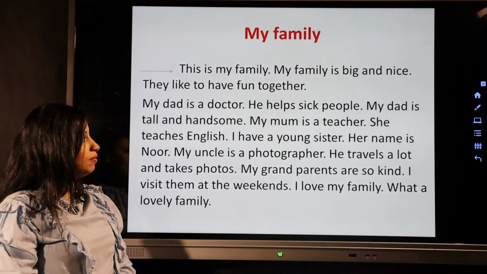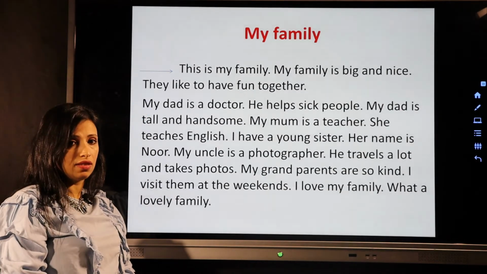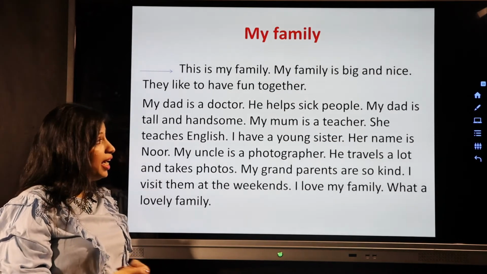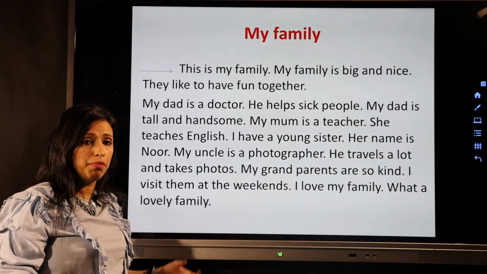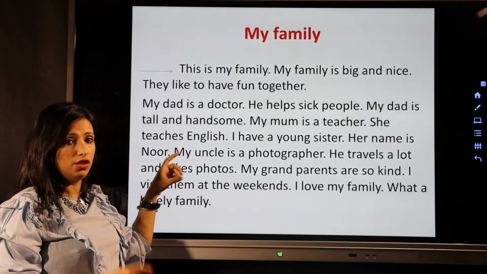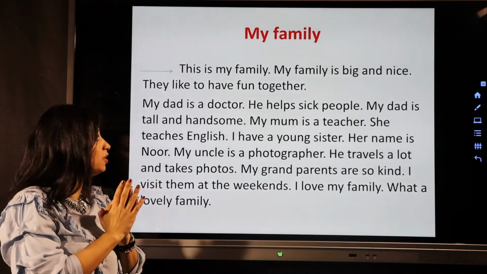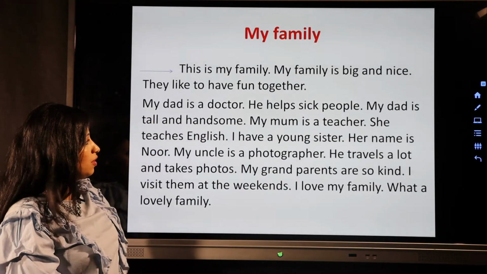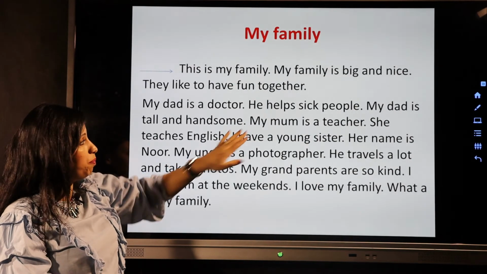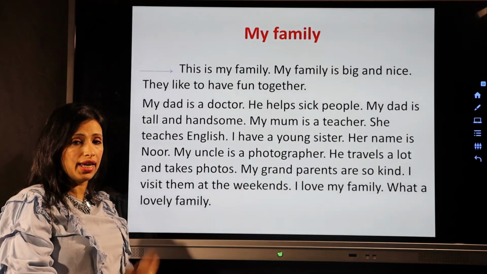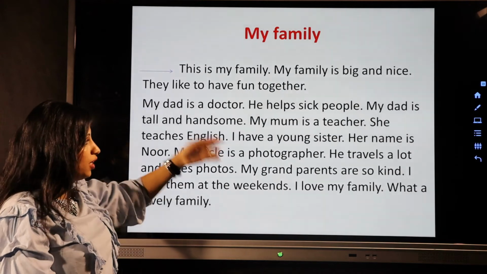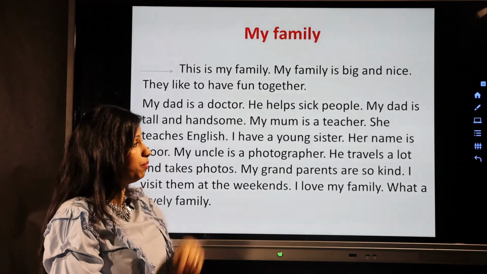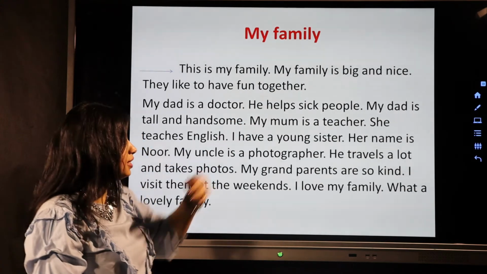Now let's see. This is the details. I'm going to say everything about my family and describe my family members, everything about them in the middle. Do you remember the sandwich? Everything in the middle. Okay, let's read. My dad is a doctor. He helps sick people. Now I'm introducing my dad in the middle. And I give you more information about my dad. I said that he is a doctor. He helps sick people. More and more details about my dad.